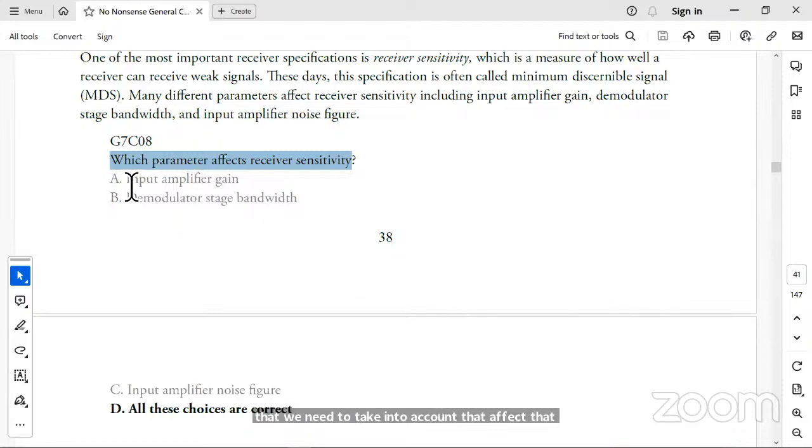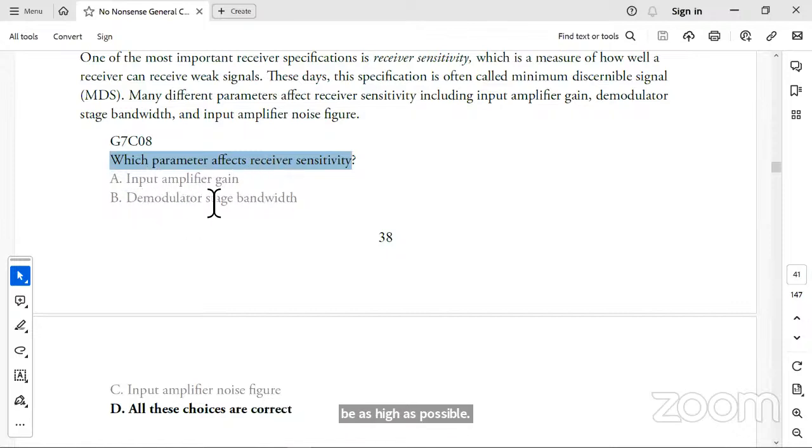They are the input amplifier gain. In other words, the stronger the amplifier, we're looking for it to be a low noise amplifier. That's the first stage from the antenna. We want that to be as high as possible. That affects the sensitivity. The stronger it is, the more sensitive the receiver will be.